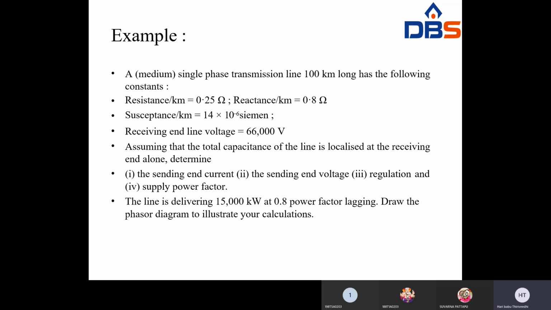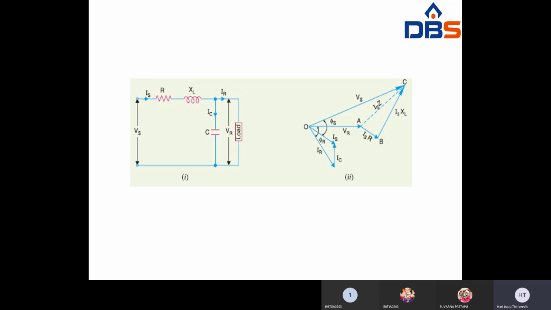Assuming that the total capacitance of the line is localized at the receiving end, determine sending end current, sending end voltage, regulation and power factor, right? And also draw the phasor diagram, right? So whatever it may be, for short, medium or long line, first of all you have to calculate the sending end current and sending end voltage. Receiving end voltage is given. Then the difference between sending and receiving, divided by receiving, is nothing but regulation, right? This is the end capacitor method, so you have to explain this one. We know the end capacitor method phasor diagram.